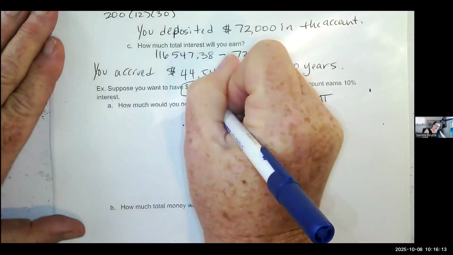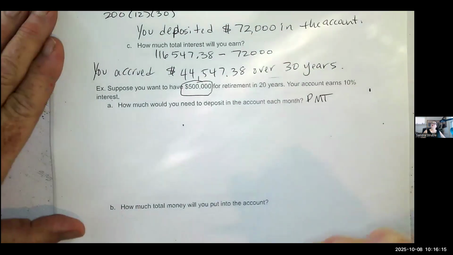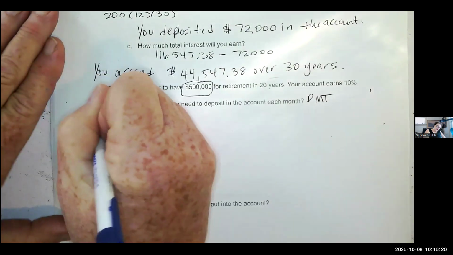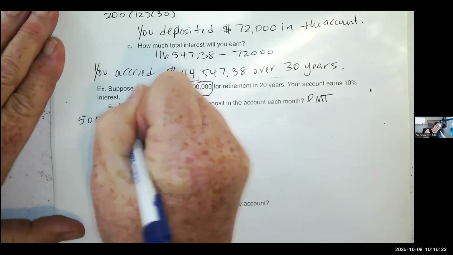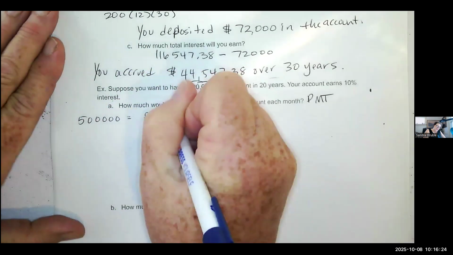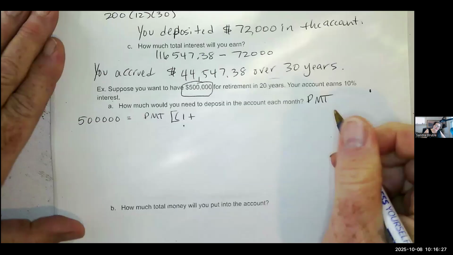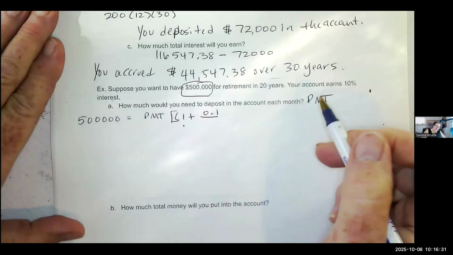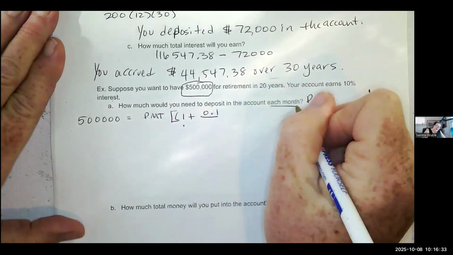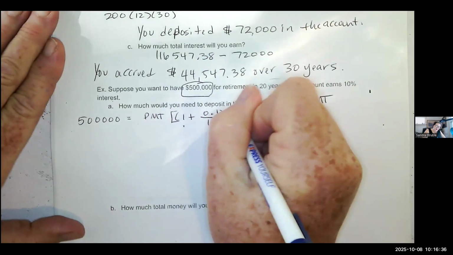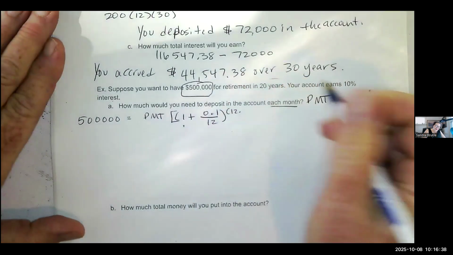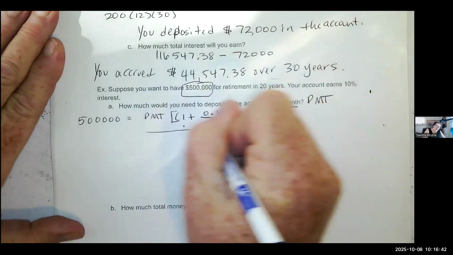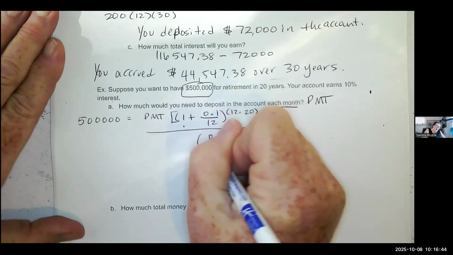They're giving us how much they want to have in the account, which is 500,000. That's our A. So when we set this up, it's going to be 500,000, and we're looking for our PMT. Our rate is 10%, so 0.1. And we're putting it in each month, so my N is 12, raised to the 12 times 20, because we're putting it in for 20 years. Minus 1 over 0.1 over 12.